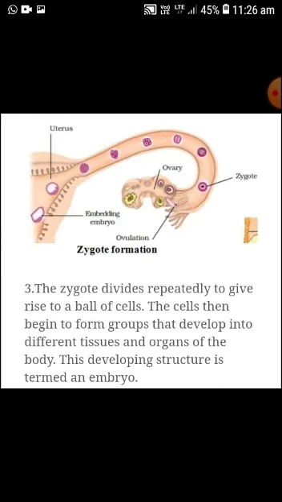When the zygote is developed, it divides repeatedly to give rise to a ball of cells. The cells then begin to form groups that develop into different tissues and organs of the body. This developing structure is termed as embryo.